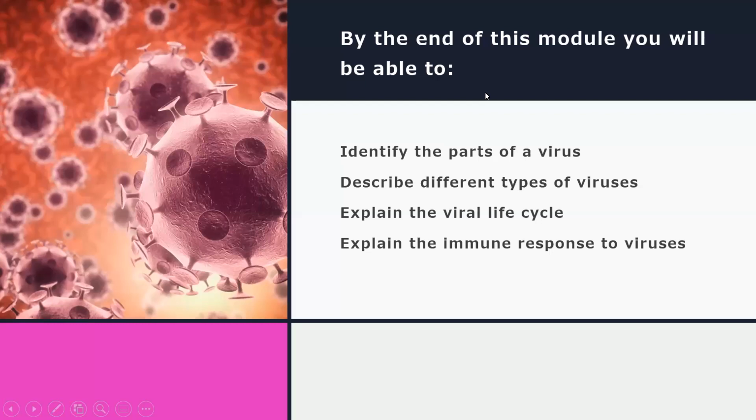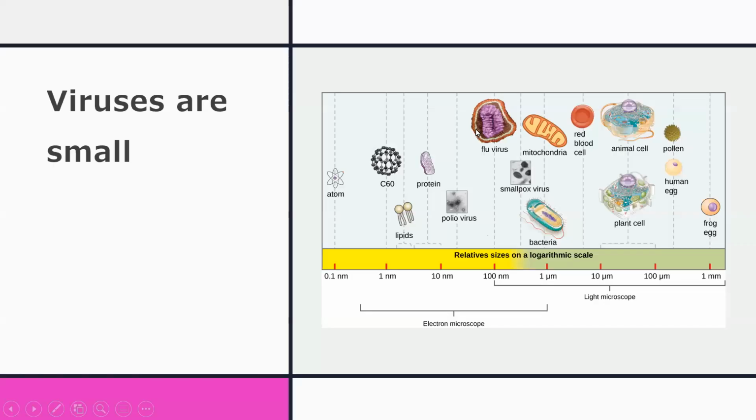So by the end of this module, you'll be able to identify the parts of a virus, describe different types of viruses, explain the viral life cycle, and explain the immune response to viruses. And so first off, let's just talk about them. I hinted at this a moment ago, but viruses are very small.